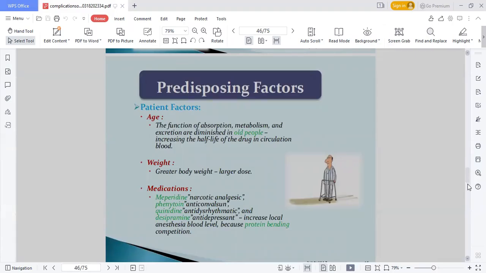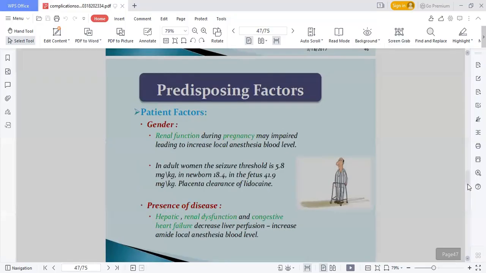What does the age determine? The functions of absorption, metabolism, and excretion are diminished in older age, increasing the half-life of the drug in the circulation. Weight: greater body weight, larger the dose. Medications: meperidine, a narcotic analgesic; phenytoin, an anticonvulsant; quinidine, an antiarrhythmic; and desipramine, an antidepressant. These are all drugs which increase the local anesthetic blood level because of protein binding competition.